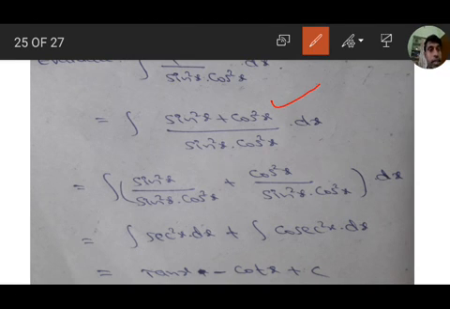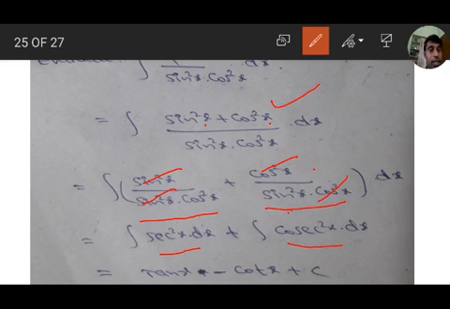So 1 can be written as sin square x plus cos square x by sin square x into cos square x. Separate the division: sin square x by sin square x into cos square x, plus cos square x by sin square x into cos square x. Here sin square cancels, cos square cancels. We get 1 by cos square x, that is sec square x, and 1 by sin square x, that is cosec square x. Integration of sec square x is tan x, and integration of cosec square x is minus cot x plus c. So the answer is tan x minus cot x plus c.